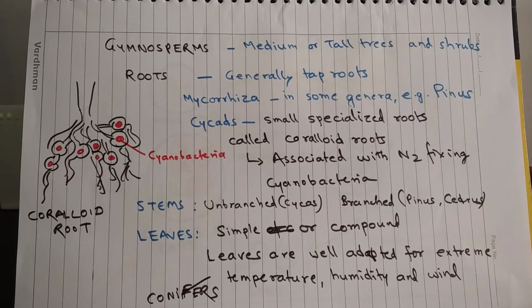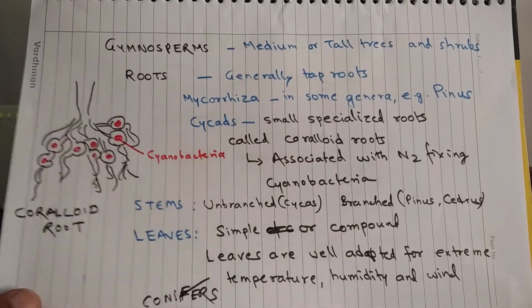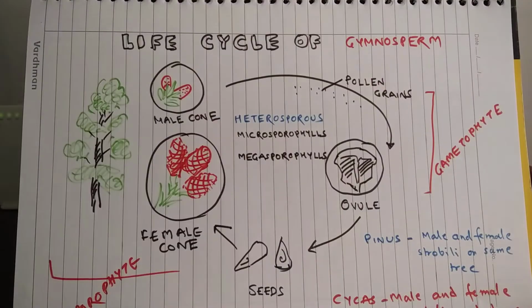Then sunken stomata are present, so that the transpiration can be reduced and loss of water can be prevented. Then these leaves have a waxy cuticle, that is coating of wax all over them, which also helps in preventing dehydration and loss of water. So, these are the adaptations for extreme temperatures.